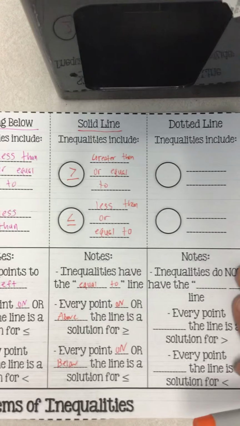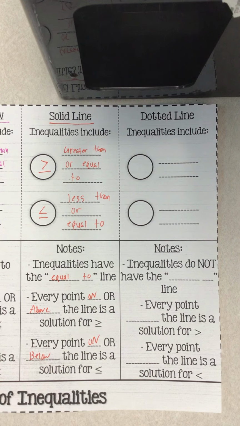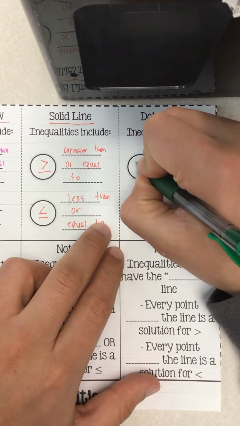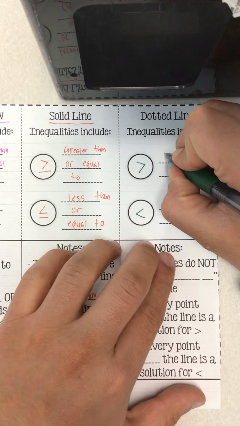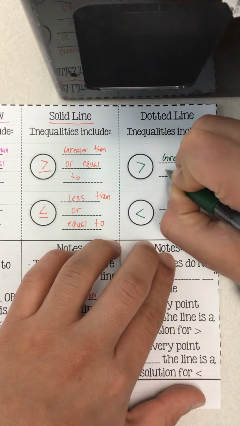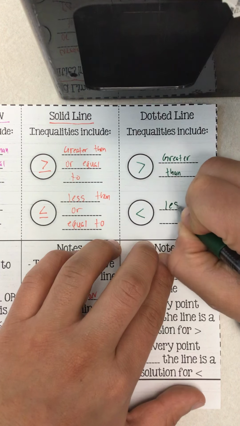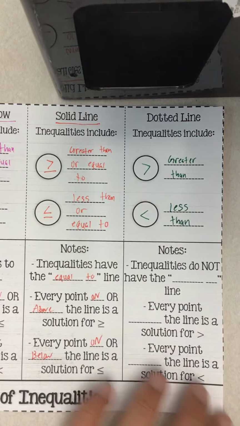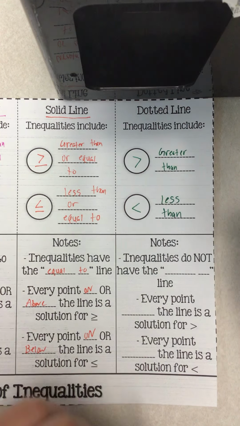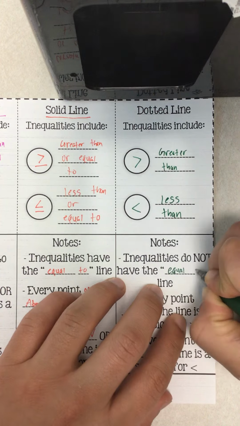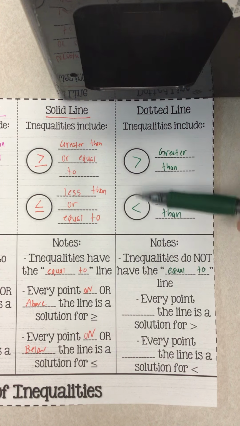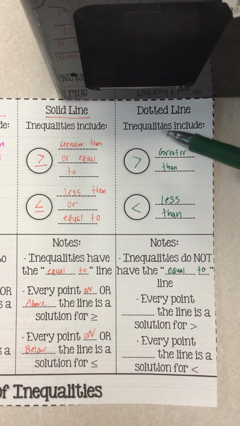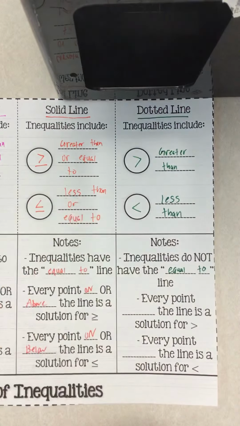And lastly, the final category, dotted line. The inequalities that let me know I need to have a dotted line are going to be this one and this one, and y'all know those. Those are just plain old greater than and less than. These inequalities do not have the equal to line. So we know that if inequalities do not have the equal to line underneath, then when we graph them, they must have dotted lines.